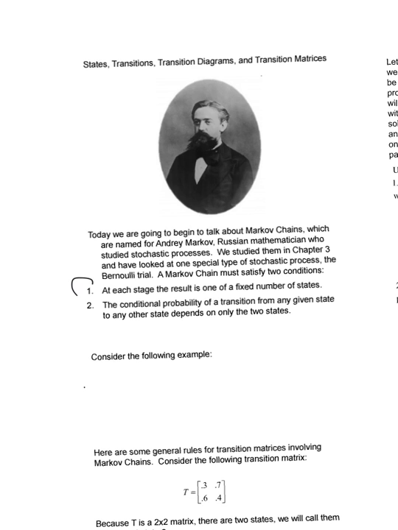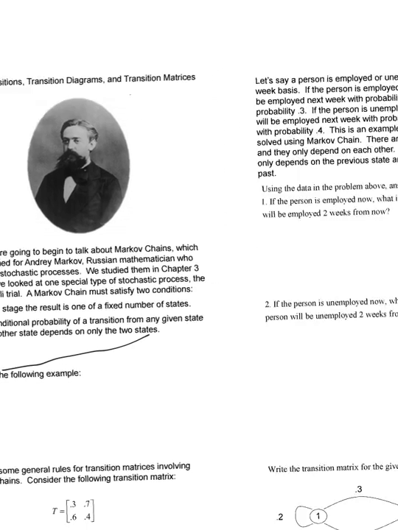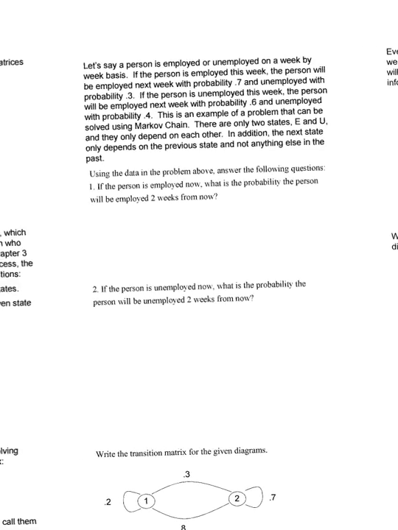So, if you look at number 1 there, each stage result is one of a fixed number of states, and then the second one, the conditional probability of a transition from any given state to any other state only depends on the two states. So in other words, it doesn't matter what else has happened like 2 times before. So the probability of the next thing happening only depends on what happened right before it. So if we move this over, if I can figure out how to do that. There we go.